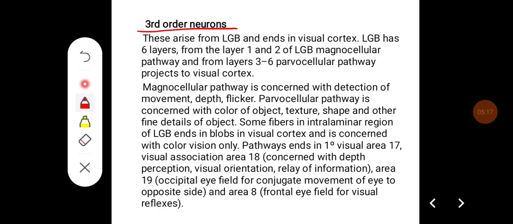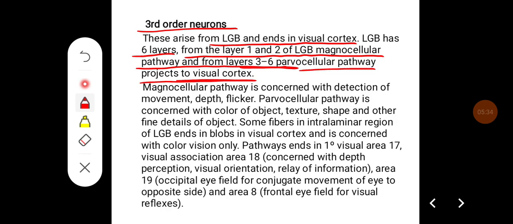Then third order neurons. These arise from the lateral geniculate body and end in the visual cortex. The lateral geniculate body has 6 layers. From layers 1 and 2, the magnocellular pathway, and from layers 3 to 6, the parvocellular pathway, project to the visual cortex.